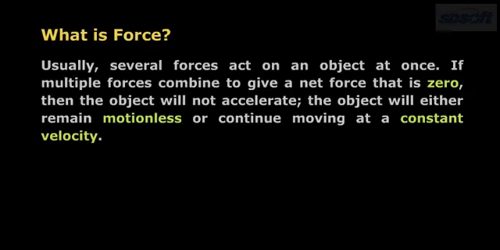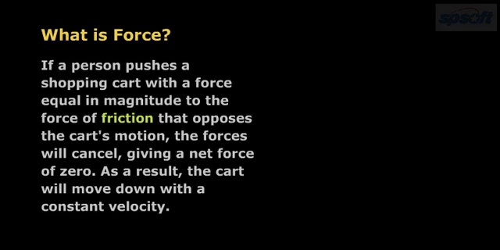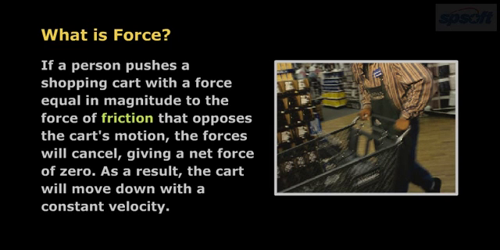If multiple forces combine to give a net force that is 0, then the object will not accelerate. The object will either remain motionless or continue moving at a constant velocity. For example, if a person pushes a shopping cart with a force equal in magnitude to the force of friction that opposes the cart's motion, the forces will cancel, giving a net force of 0. As a result, the cart will move with a constant velocity.